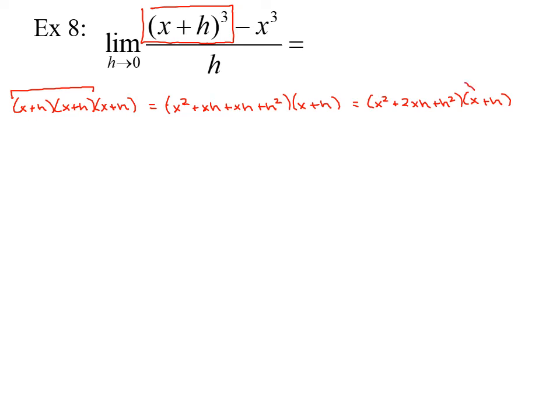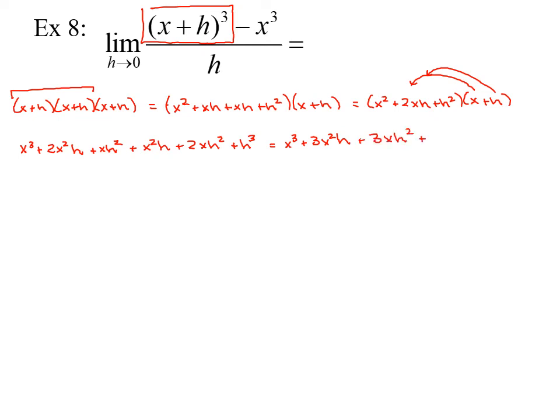What I'm going to do is first take the x and multiply it by all three of those terms. That would be x cubed plus 2x squared h plus xh squared. Then I'm going to take the h and multiply it by the same three things, which is plus x squared h plus 2xh squared plus an h cubed. And if you combine your terms here, you should get x cubed plus 3x squared h plus 3xh squared plus an h cubed. Now that is not your answer.